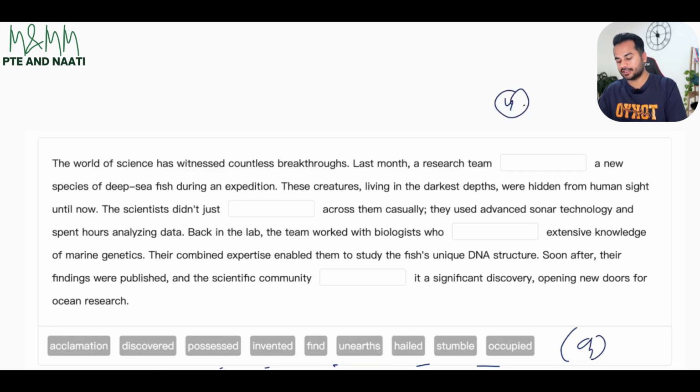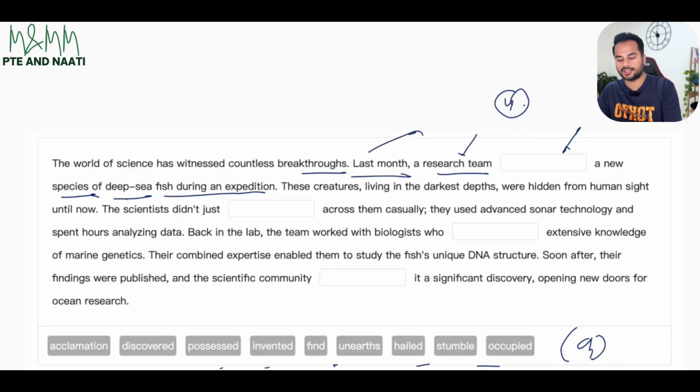The first one says, the world of science has witnessed countless breakthroughs. Now, like I always say, you can also pause the video at this stage to try to solve this question by yourself to see if you are able to get all 4 on 4 correct answers. If not, that's absolutely fine, but first try to do it yourself and then you can resume the video to follow alongside. Now, the world of science has witnessed countless breakthroughs. Last month, a research team dashed a new species of deep sea fish during an expedition.